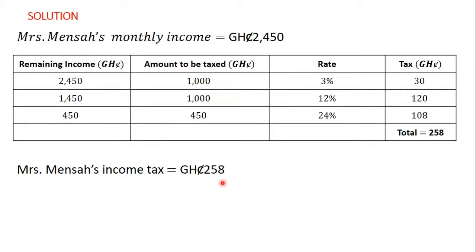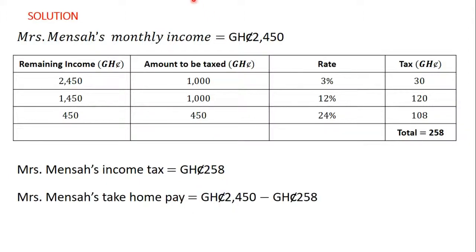The question also said that we should calculate her take-home pay. In the video on income tax, we learned that take-home pay is equal to the income or the salary minus the tax. So Mrs. Mensah's take-home pay will be equal to her monthly income, which is 2,450 Ghana cedis, minus the income tax, which is 258 Ghana cedis. And this will give us 2,192 Ghana cedis.